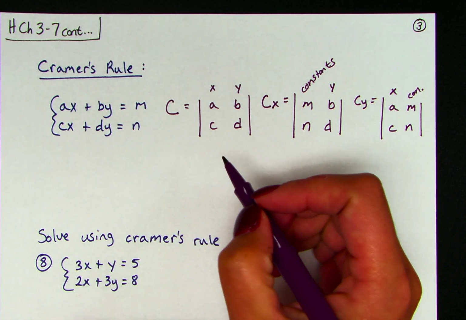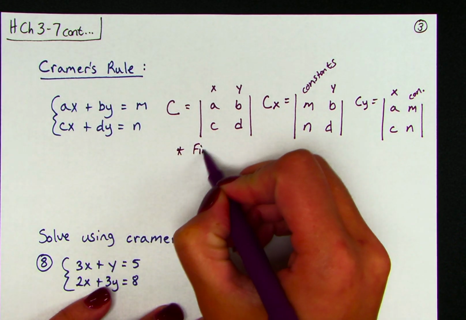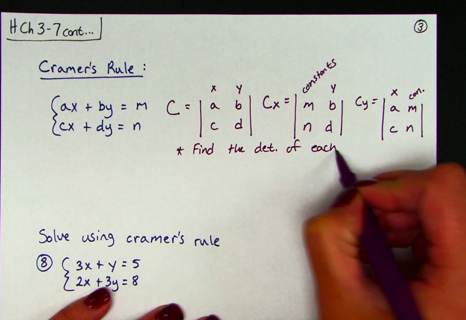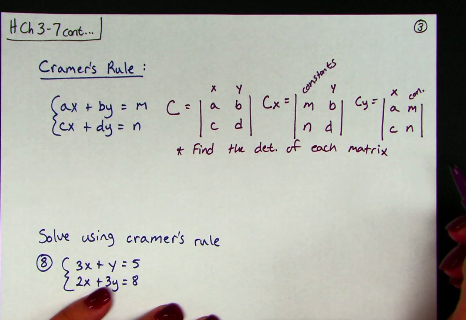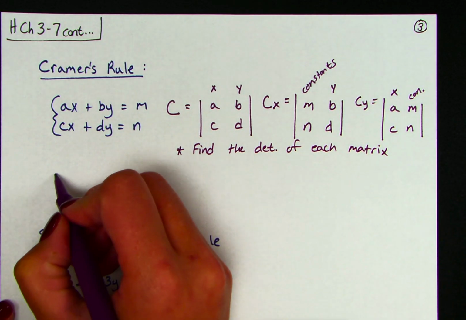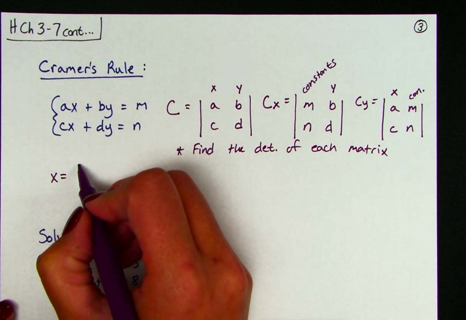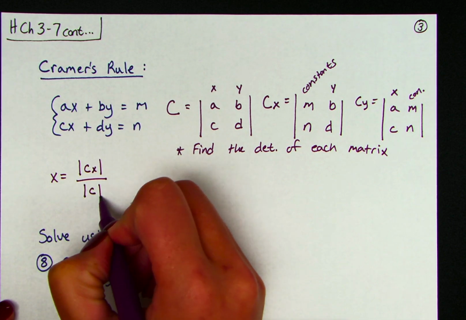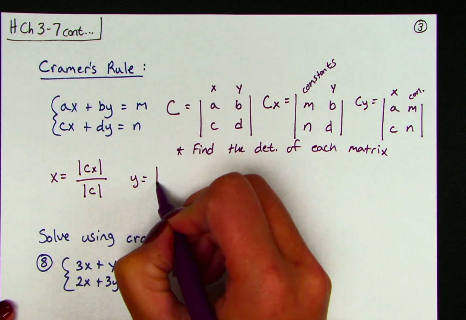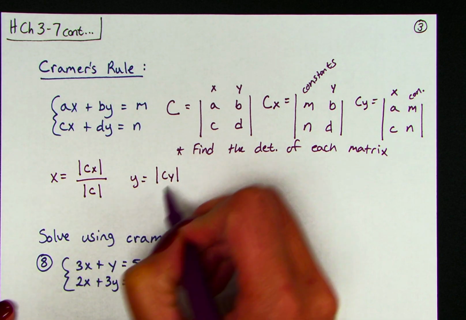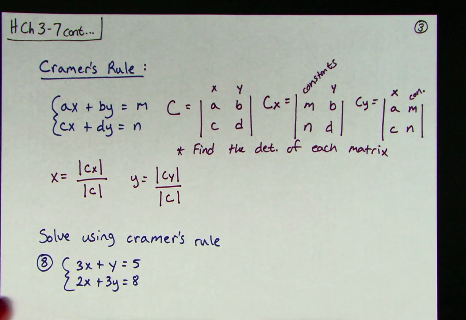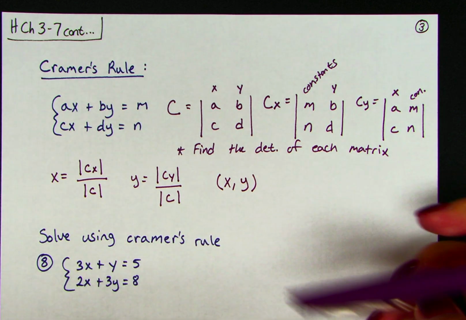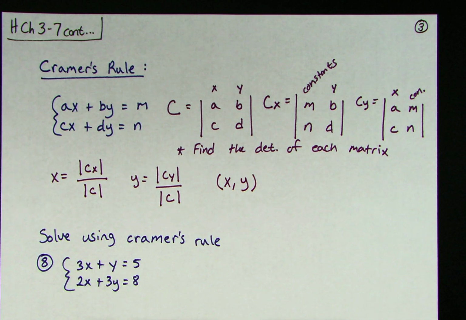Now notice the vertical bars. So we are finding the determinants of each. So once we have the determinant numbers, our x is going to be equal to the determinant of our Cx matrix divided by the determinant of the coefficient matrix. And then y is equal to the determinant of the Cy matrix divided by the determinant of our coefficient matrix. Okay. And then we are still going to write our final answer as a point, because when we are solving a system of equations, we're still trying to find that intersection point.